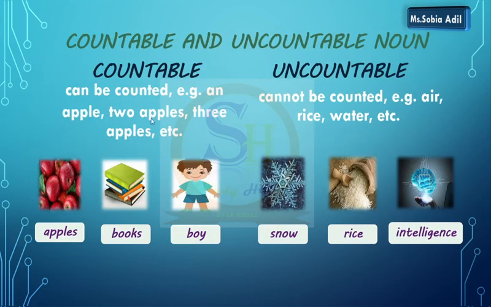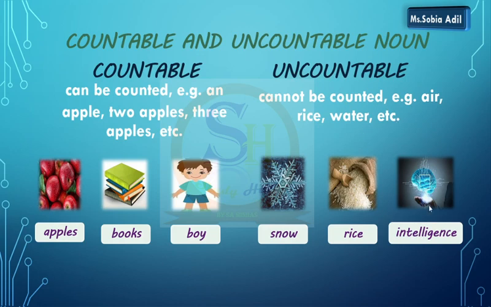काउंटेबल एंड अनकाउंटेबल नाउन। काउंटेबल हेयर, स्टूडेंट्स, कैन बी काउंटेड, फॉर एग्जाम्पल an apple, 2 apples, 3 apples, etc. Apples can be counted, it's countable. Books are countable. Boy, it can be 1 boy, 2 boys, 3 boys, those are countable. But these are the things which cannot be counted. For example, snow, rice, intelligence. Uncountable cannot be counted. For example, air, rice, water, etc.